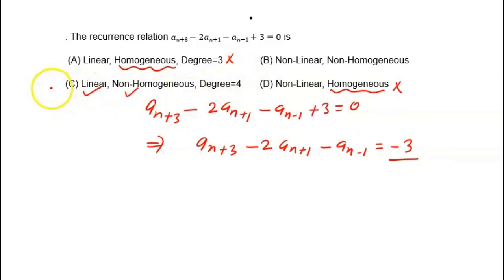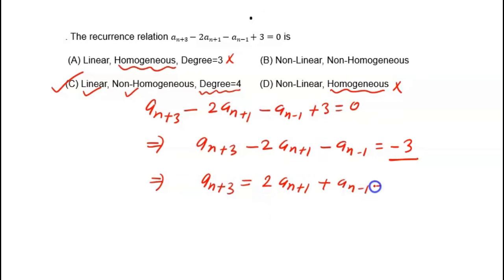And of course, we have decided that this is the correct answer, but you may think about how to decide the degree is 4. So you know how to decide the degree of a recurrence relation. To decide the degree, if you look at this a_(n+3), basically this can also be seen as a_(n+3) is equal to 2 times a_(n+1) plus a_(n-1) minus 3. I took these two terms also to the right hand side. Now this term a_(n+3) has been written in terms of its previous terms.